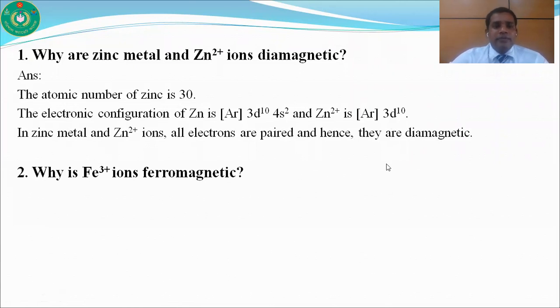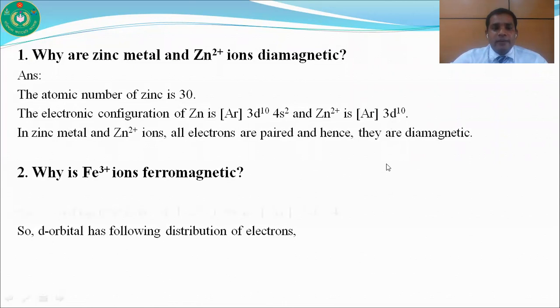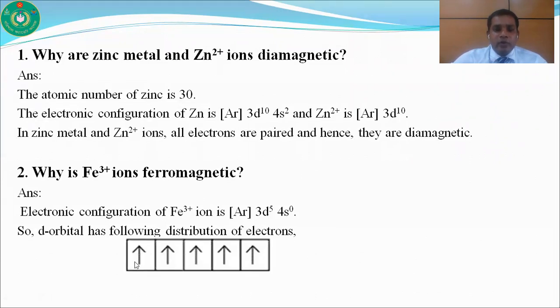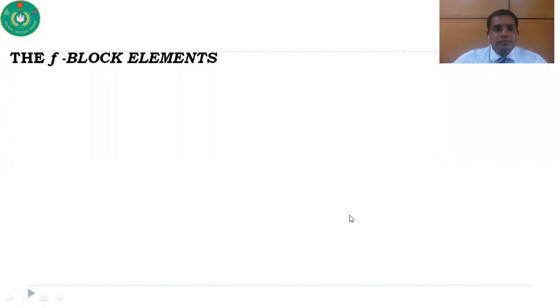But why are Fe3+ ions ferromagnetic? You can see the electronic configuration of Fe3+ is argon 3d5 4s0. That means in the d orbital, all 5 electrons are unpaired. As it has 5 unpaired electrons, it is ferromagnetic in nature.